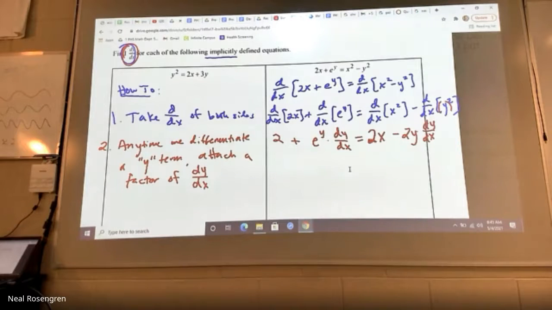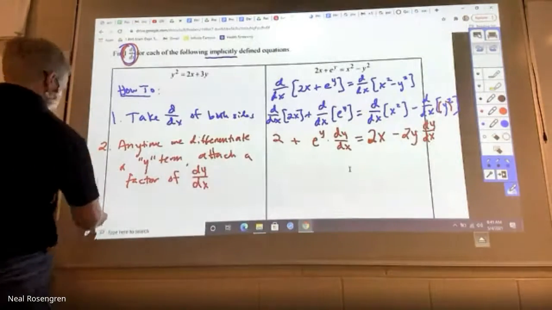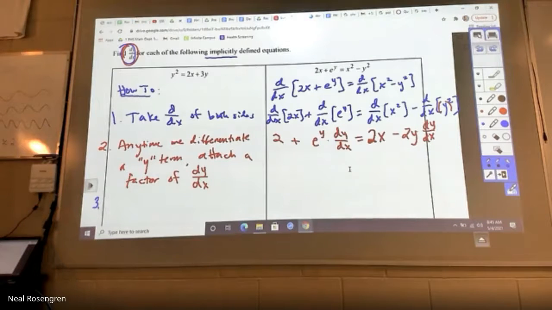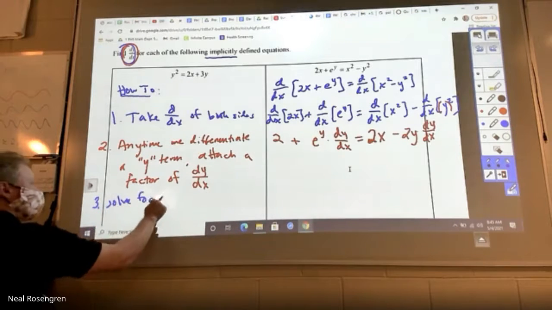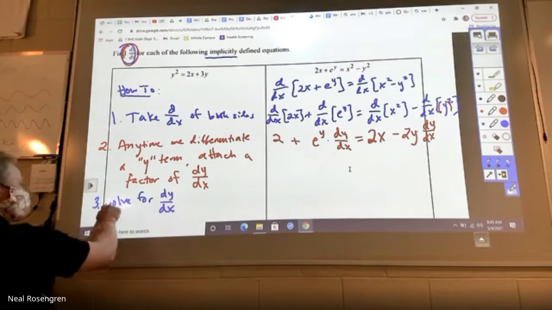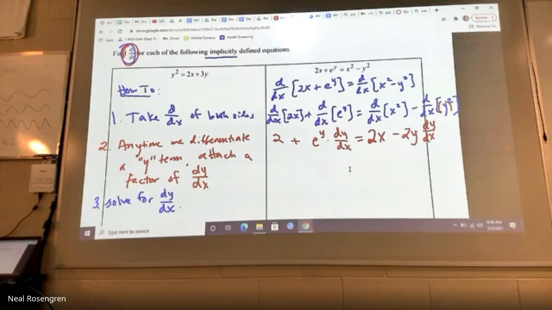And if there was only one dy dx in the whole problem, then we would just solve for it. I just move everything to one side, keep the dy dx alone on the other, and we'd be good to go. So that's what step 3 is: solve for dy dx. Do whatever you need to get it by itself. If there's only one, go get it, right? Add, subtract, multiply, divide, square, whatever you need to. But there isn't just one. I've got 2.